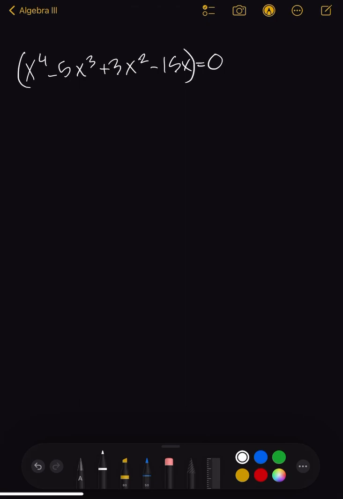So within all of these terms, there is one common thing that you can pull out, and that would be x. So I am going to do that, but I'm also going to bring it down and write it down here because it's easy to forget that it's there. That will be a part of the final answer. So from here on, you have x, and in parentheses, you have x to the third minus 5x squared plus 3x minus 15 equals 0.